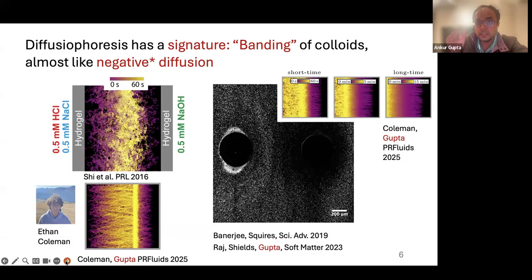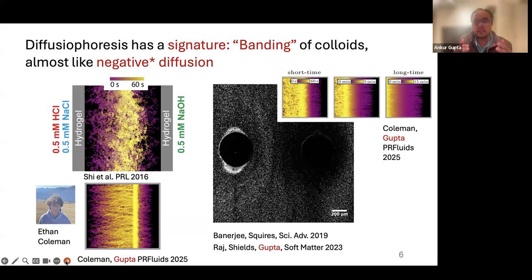Now, this signature, where the particles tend to create these sharp gradients within a diffuse system, is the signature of diffusive phoresis. And the reason we call it negative diffusion is that typically you will not expect a diffusive system to have sharp gradients.